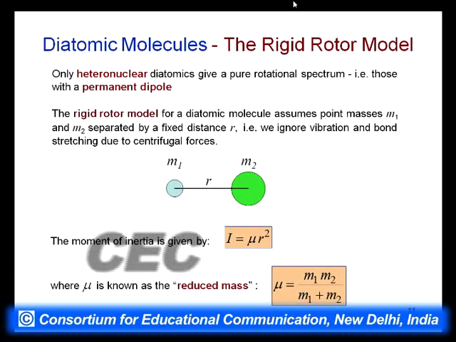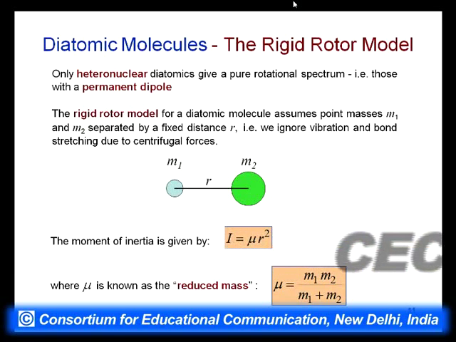Whenever you have a hydrogen atom, because the mass is small, the moment of inertia is smaller for such molecules.